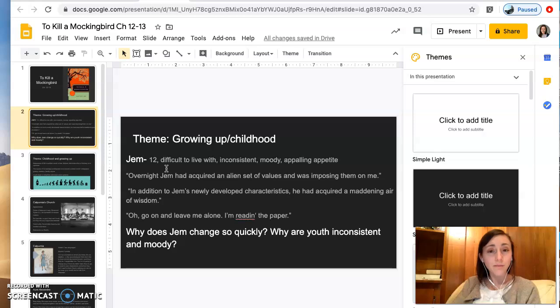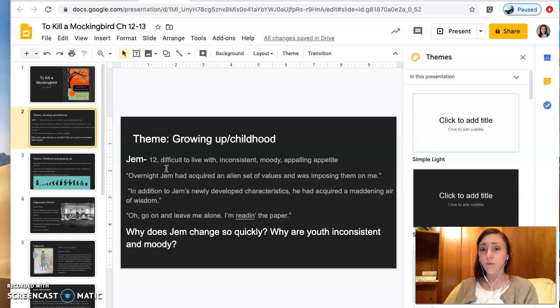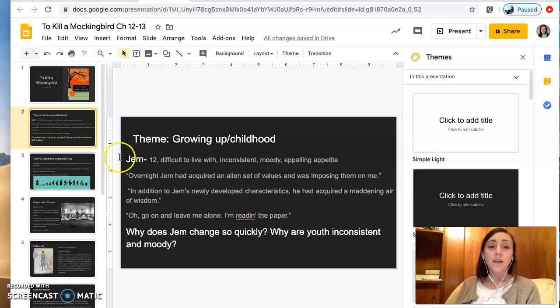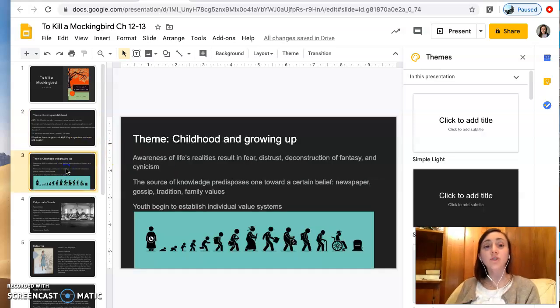We've already seen some growth in him, but it seems to Scout at least that suddenly overnight he's a different person. And so we're going to look at why that might be. The question I want to ask is, why does Jem change so quickly, and why do youth tend to be inconsistent and moody? It plays into this theme of childhood and growing up, where there's an awareness that tends to come upon a young person where suddenly they're no longer sheltered, no longer innocent or naive about some of life's difficulties or challenges, and it results in a manifestation of fear or distrust or a deconstruction of the fantasy that they once held about people and about values and what might be important in life. And this can oftentimes lead to cynicism.